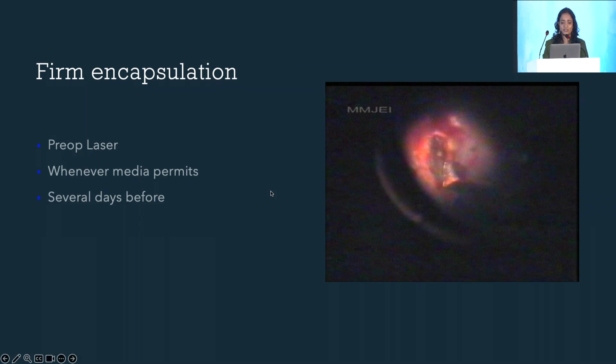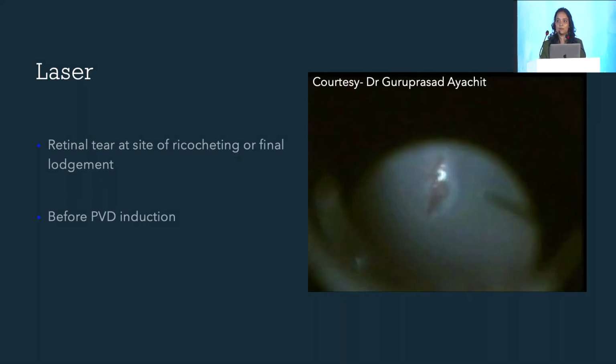These can be notoriously attached, very adherent to the coats, and can cause iatrogenic tears and a retina that refuses to settle. So if we are doing a preoperative laser, it has to be done several days prior so that the laser has time to act and take up.